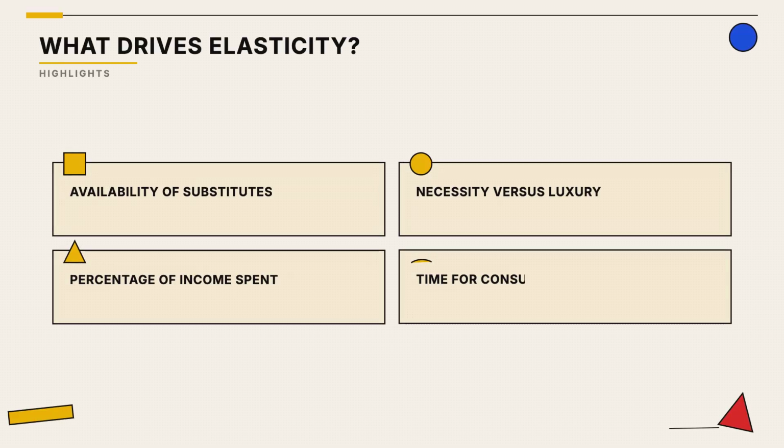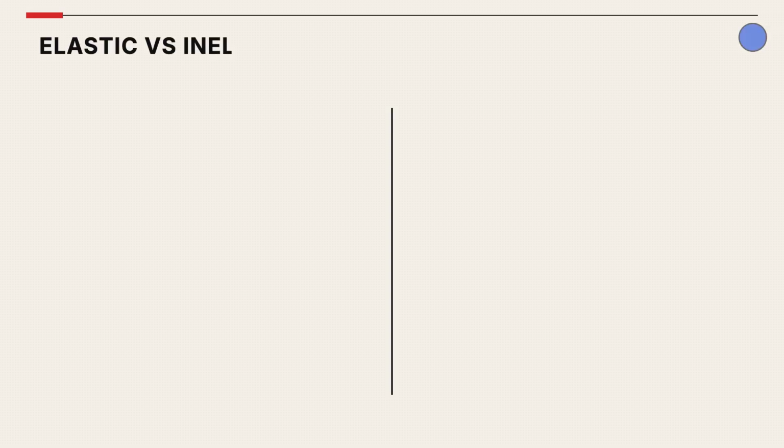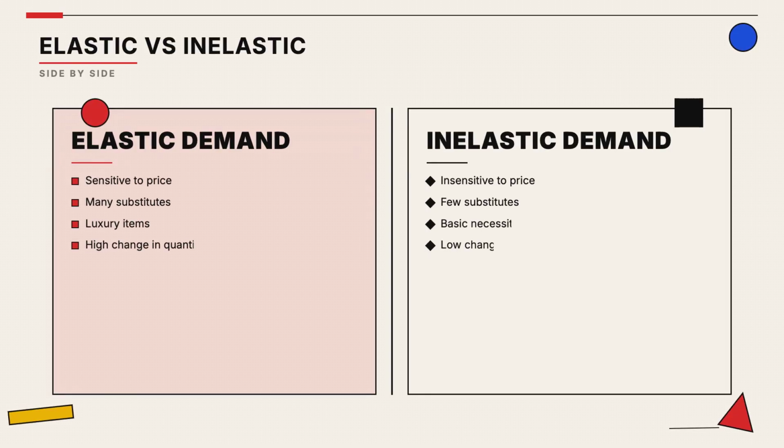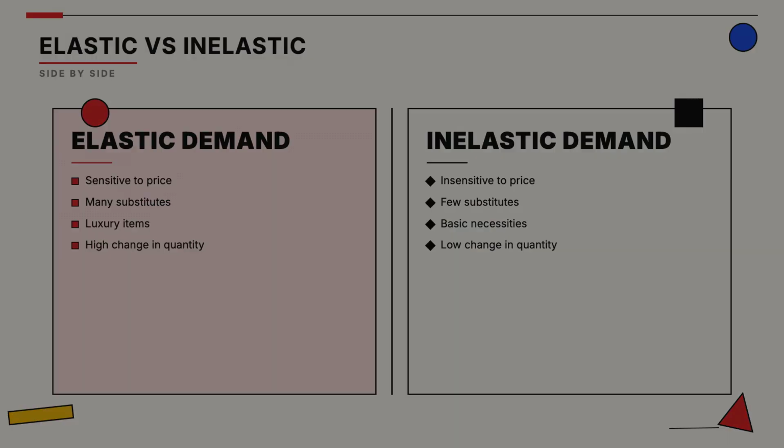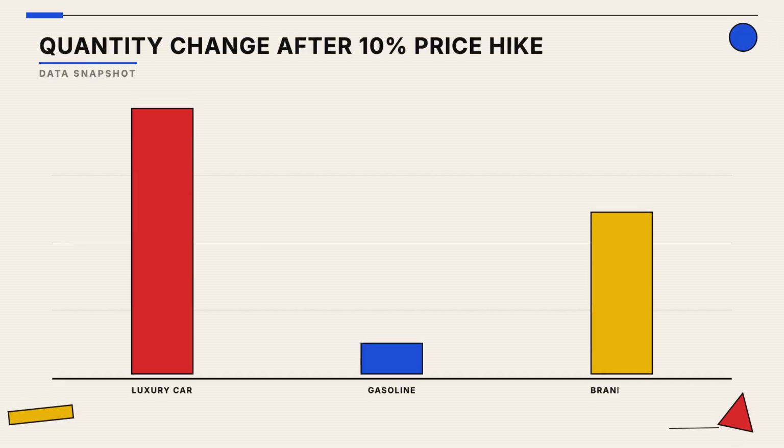Several factors determine this behavior. If a product has many alternatives, consumers are much more likely to switch when prices rise. Think of elastic demand as a rubber band that stretches easily, while inelastic demand is like a rigid steel bar. As you can see, essential goods like fuel see very small drops in demand even when prices go up, unlike luxury items.